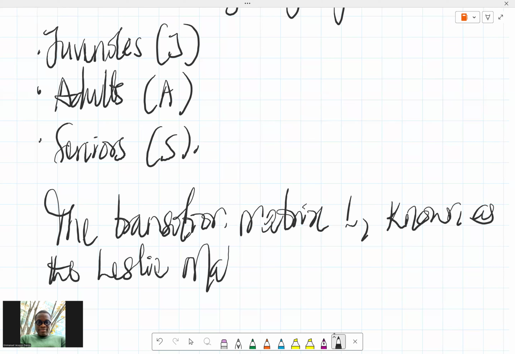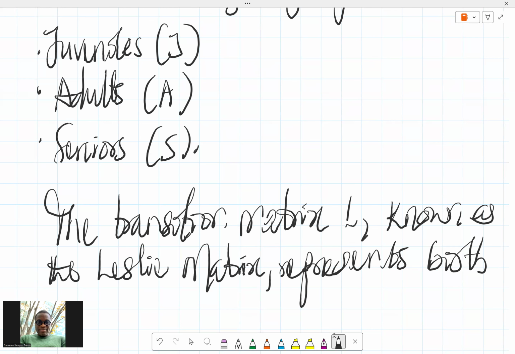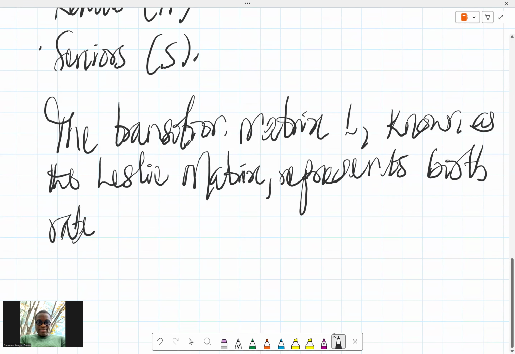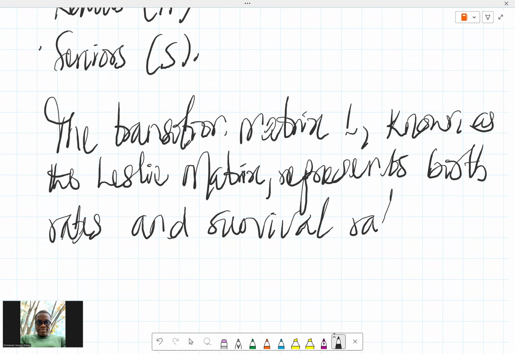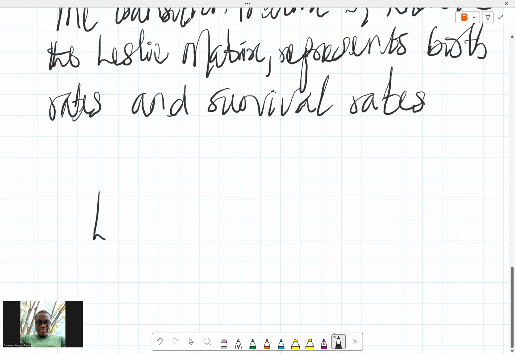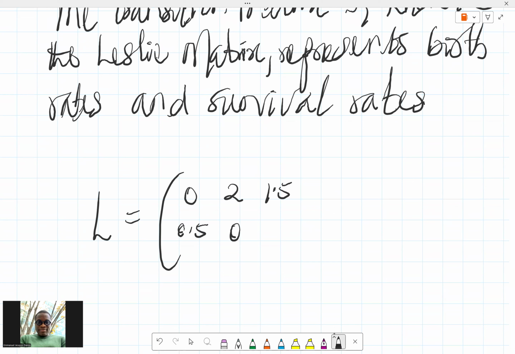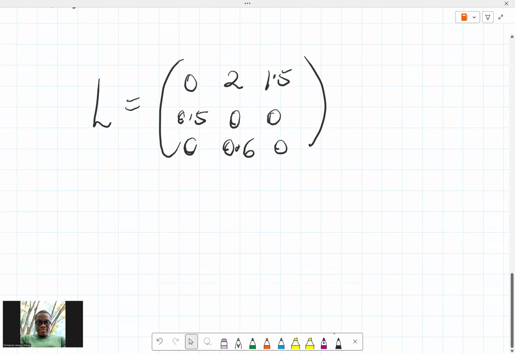The Leslie matrix represents birth rates and survival rates. So imagine L is equal to the matrix with first row 0, 1, 1.5, second row 0.5, 0, 0, and third row 0, 0.6, 0, like this.